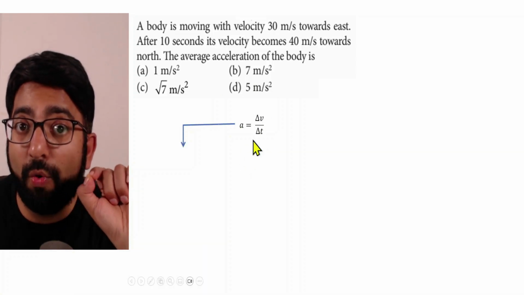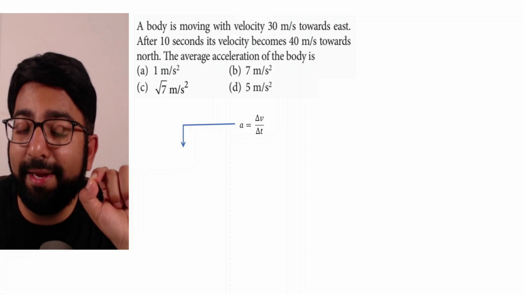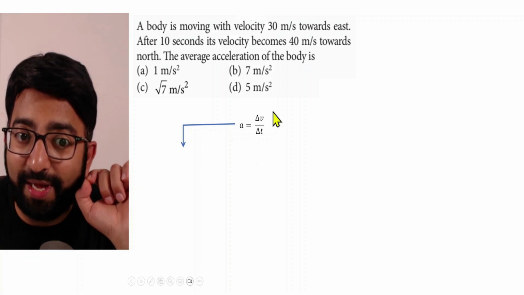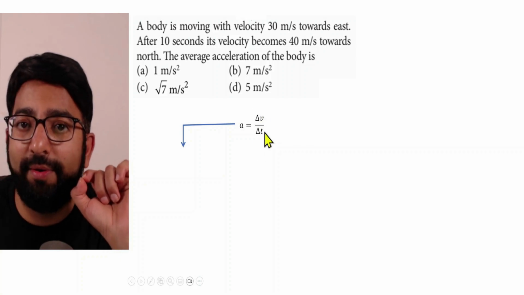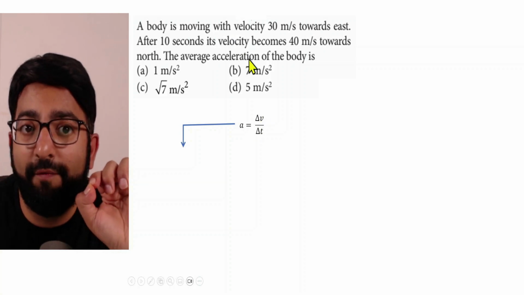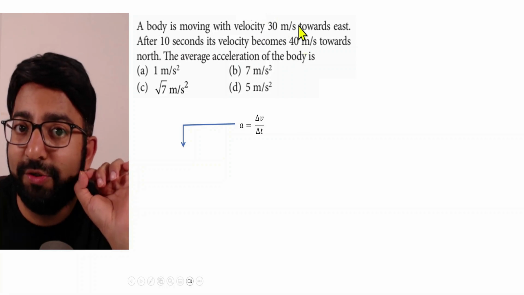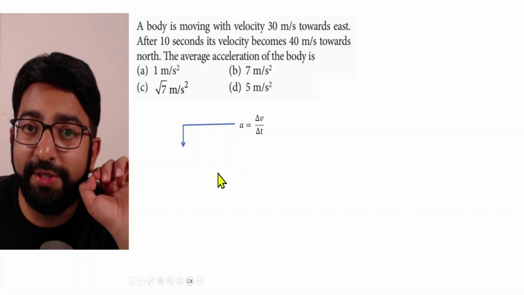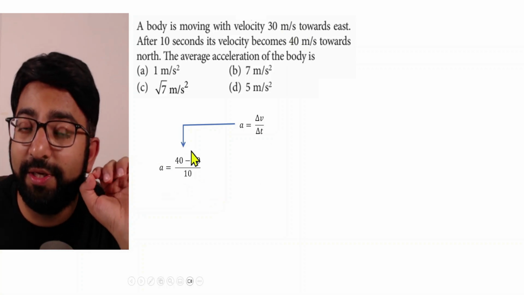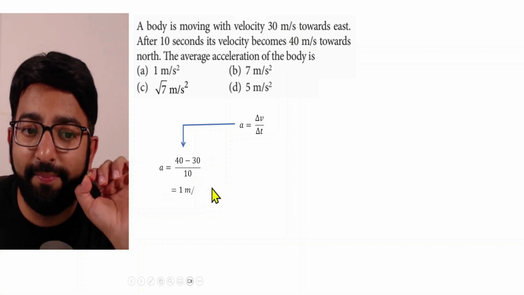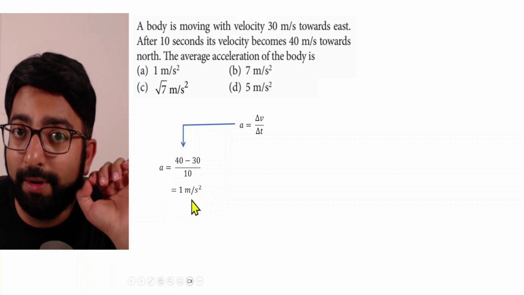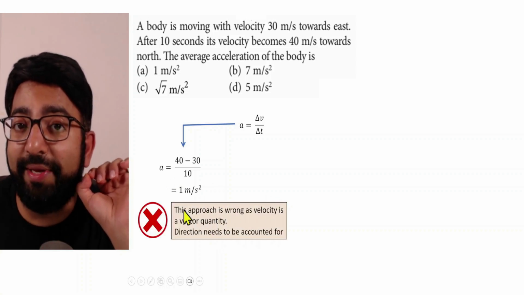Now, I will start with the most common approach which students seem to take in the exams. Since acceleration is change in velocity upon time, what the students observe is original velocity is 30, final velocity is 40. So the change is 40 minus 30, which is 10. So acceleration is 40 minus 30 upon 10, which will give us a value of 1 meter per second square. This approach is actually incorrect.